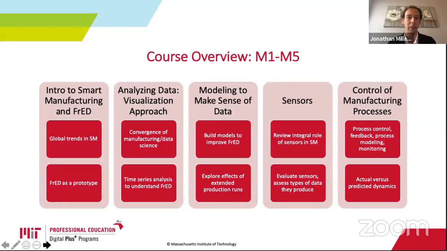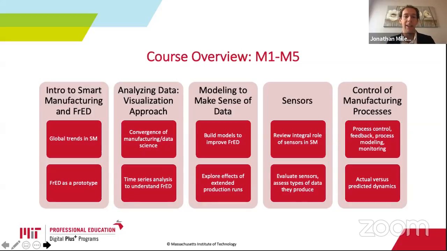So drilling a little bit deeper in terms of the course overview. Across the 10 modules, this is the first half of them, modules 1 through 5. What we're looking at are an introduction to smart manufacturing and the concept of FRED and the machine itself, looking at global trends, and then the prototype of FRED. Then we'll move into visualization of data. How do we analyze data? How do we make it visual? This involves a convergence of manufacturing, so production line content, with data science.